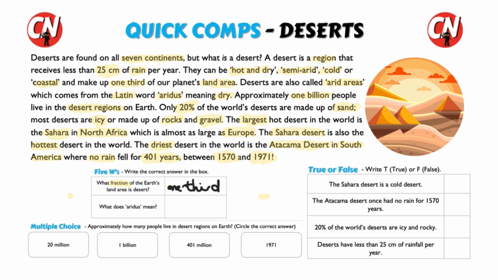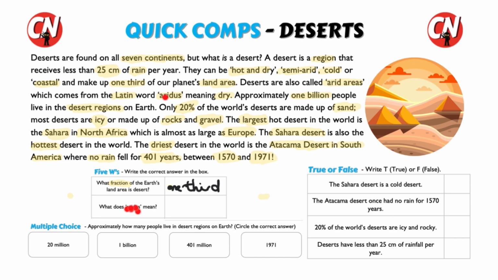Fantastic. Okay. Next question. What does aridus mean? Now, again, key unknown vocabulary. We don't know what this word means, but we've highlighted it here. We've spotted it very, very quickly. Where is it? There. Okay.